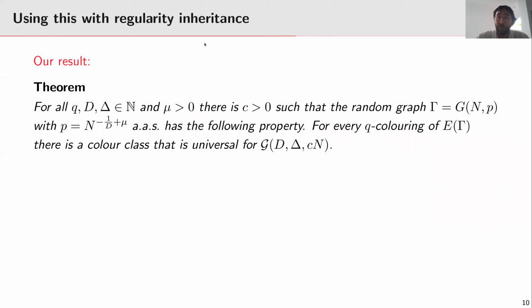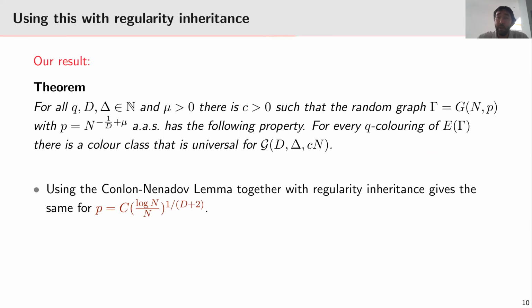Before I do this, let me quickly say, if we want to use this result with regularity inheritance, which is what David and Raiko did to prove their result, then you will get something that looks like our theorem, except instead of a probability n to the minus 1 over d, you will get 1 over d plus 2. This is an observation David and Raiko made. So what we're fighting for is how to avoid regularity and improve the probability.